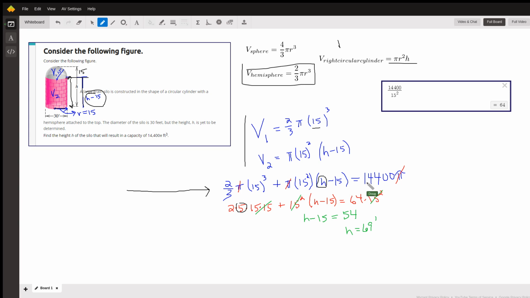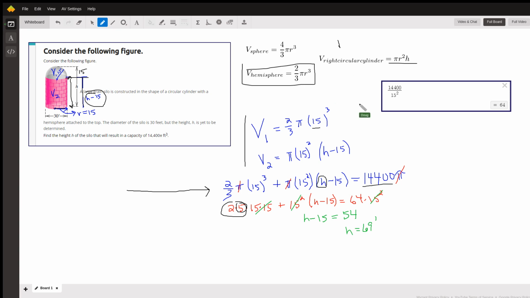And over here, 14,400 looked like it might be divisible by 15 times 15, and it turns out it is. 64 times 15 squared is 14,400. So you can also divide every term by 15 squared. Subtract 10 from both sides. H minus 15 is 54. Add 15 to both sides.